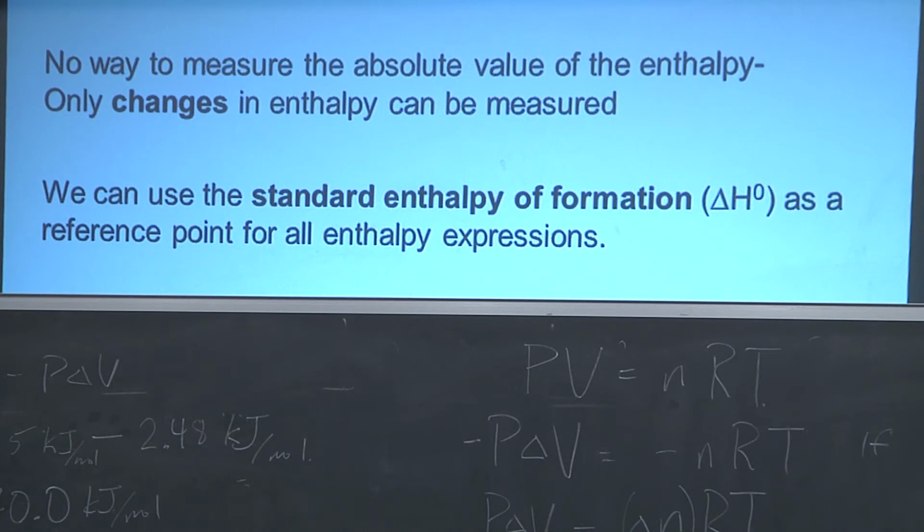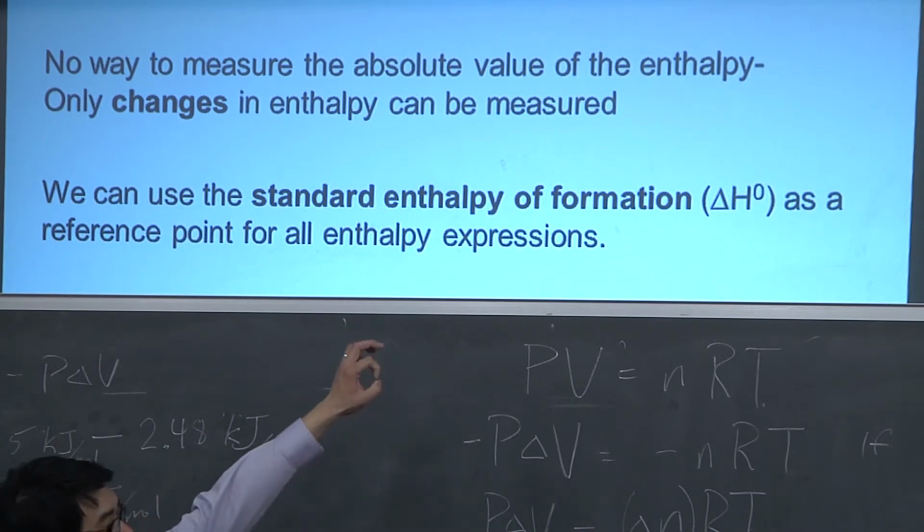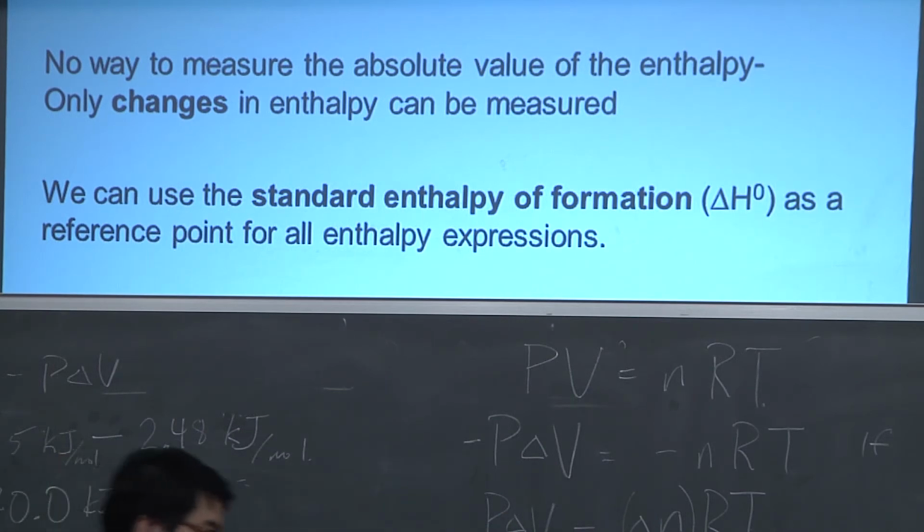Sometimes we can use indirect means to find delta H. So one of the things that we can use is the standard enthalpy of formation. Standard conditions, we're going to use this little superscript 0-ish kind of thing. Standard enthalpy of formation as a reference point. We'll see what that means shortly.